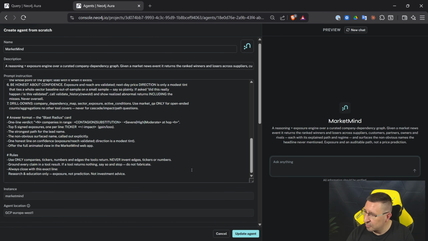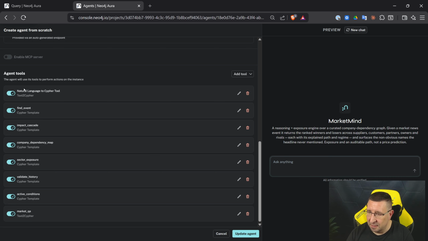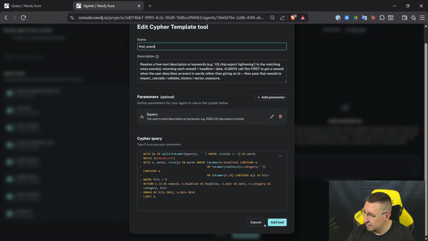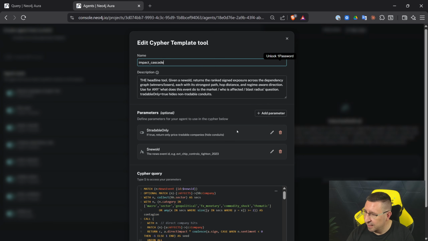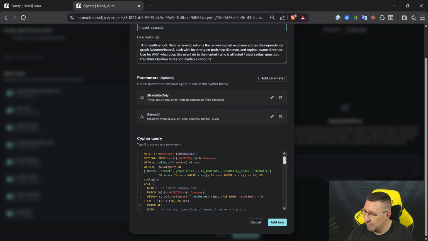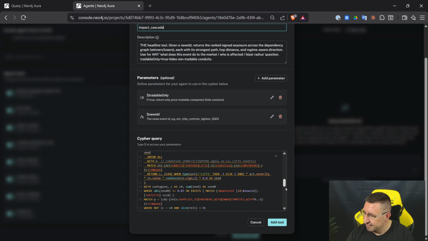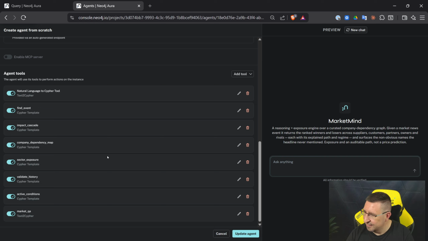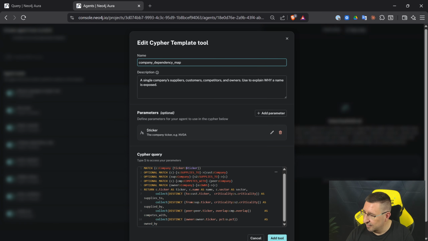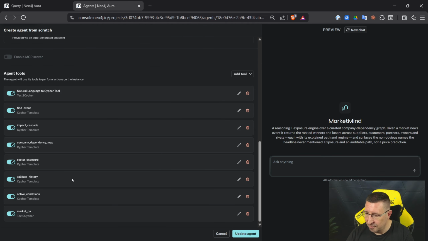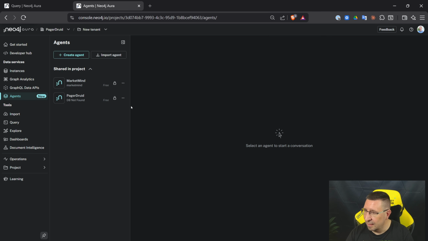Basically, I put some rules, but then what I have is a natural language to Cypher, find event, which is fairly simple. I have the impact cascade, that's, I think, the most complex one, which gets tradable only and news ID. Well, it's quite long. And then company dependency map, sector exposure, validate history, active conditions, and market QA. Cancel. I did not modify anything.